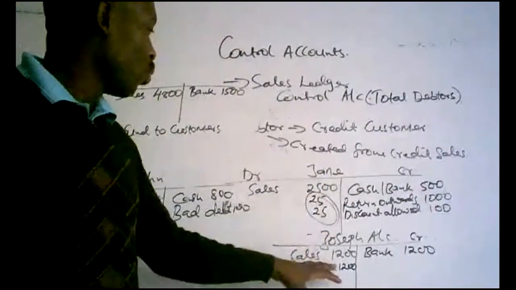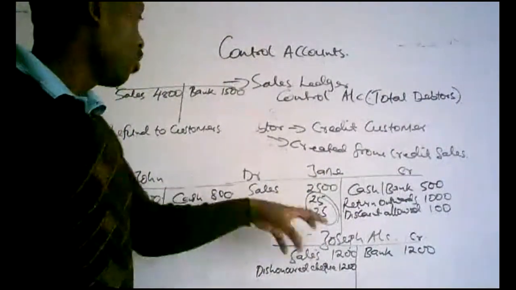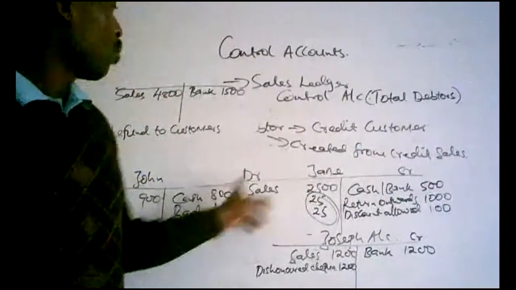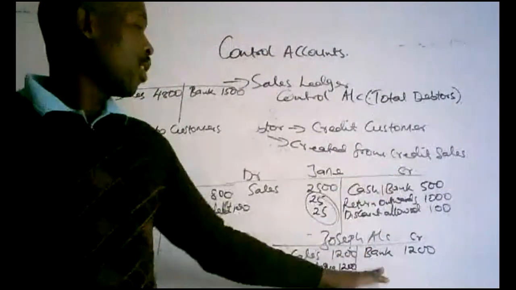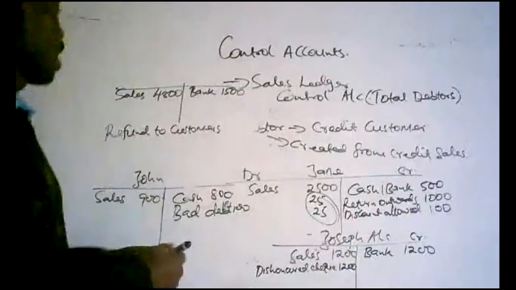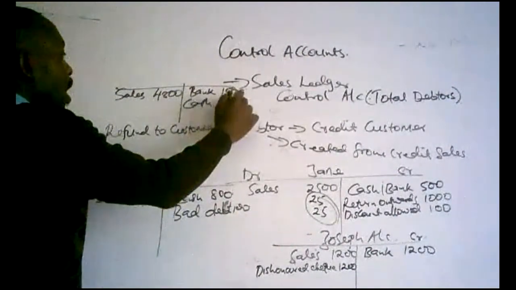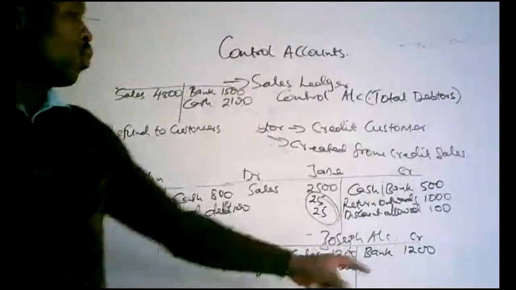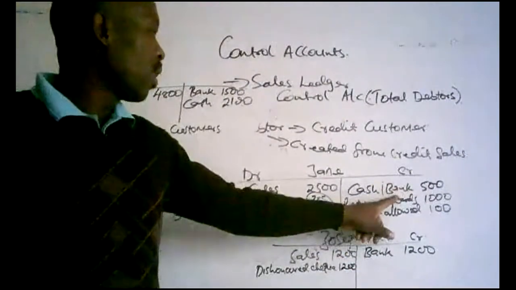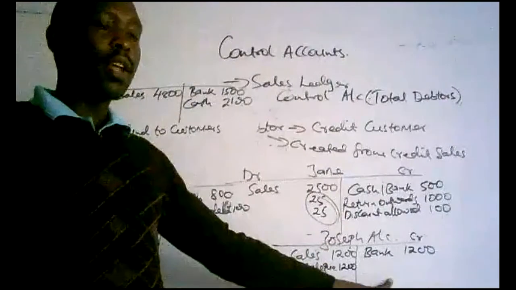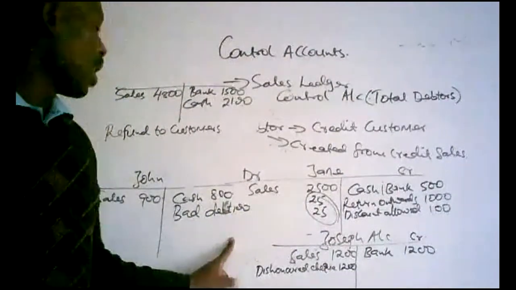So if it is sales, we add all of them. If it is cash received, we add the cash that we received from John, cash that we received from Jane, cash that we received from Joseph. We come here and we put cash received. Maybe it was 2,100. If, for example, it is goods that were returned, you add the goods that were returned by Jane, goods that were returned by Joseph, goods that were returned by John.